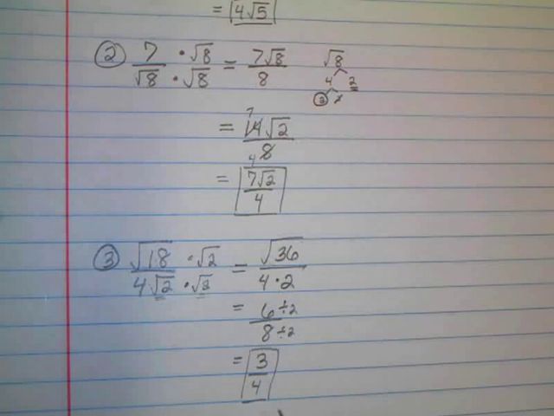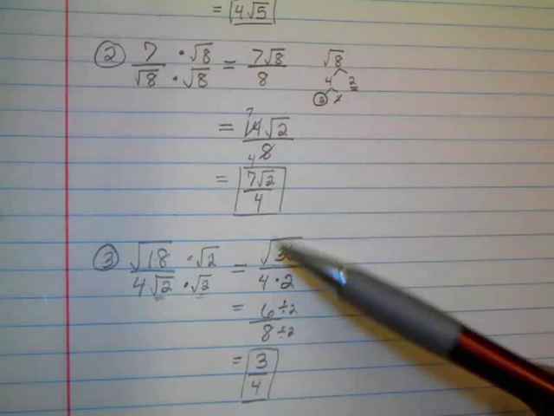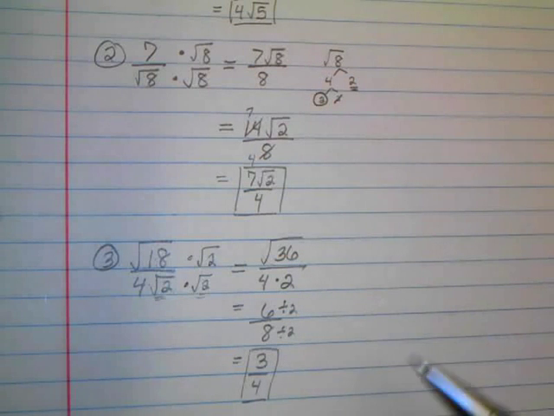Alright, so I think that this is probably the newest thing you guys have learned. And just remember, multiply top and bottom by the square root that you see in the denominator. Square roots in the numerator are fine.